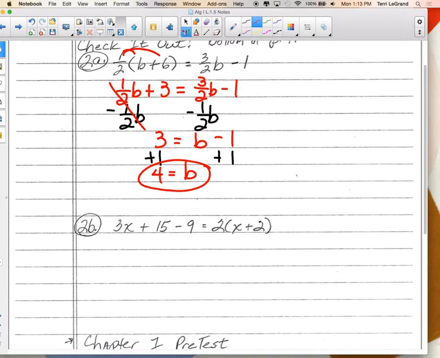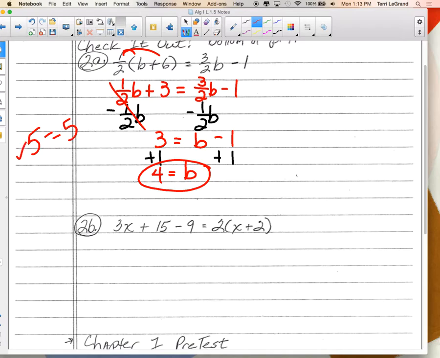Without showing our work, let's do a quick check problem. 4 goes in for b. 4 plus 6 is? 10. Half of 10 is? 5. Keep that thought. That's the left side. Okay? 3 halves of b. Well, b is 4. So 1 and a half times 4. 1 times 4 is 4, and another half of 4 is 2. So altogether we get 6. And 6 take away 1 is, oh, look at that, it checks.